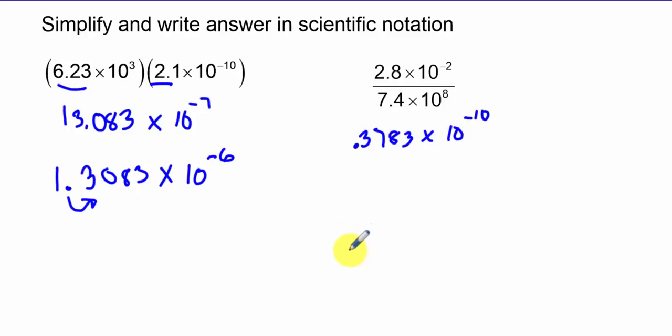Likewise, we have to get our answer in scientific notation. Scientific notation is 3.783 times 10 to some power. Now again, our original would have to get back to here. So we'd have to move to the right, or I'm sorry, that's to the left, 1, and that's in the negative direction, so this is 10 to the -11th.